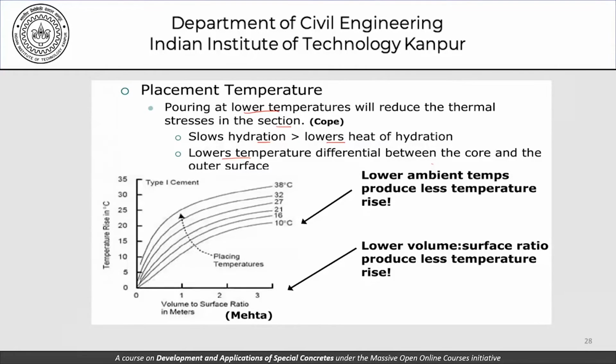I told you that placement temperature is a very important parameter. Pouring at lower temperatures will reduce the thermal stresses in the section.